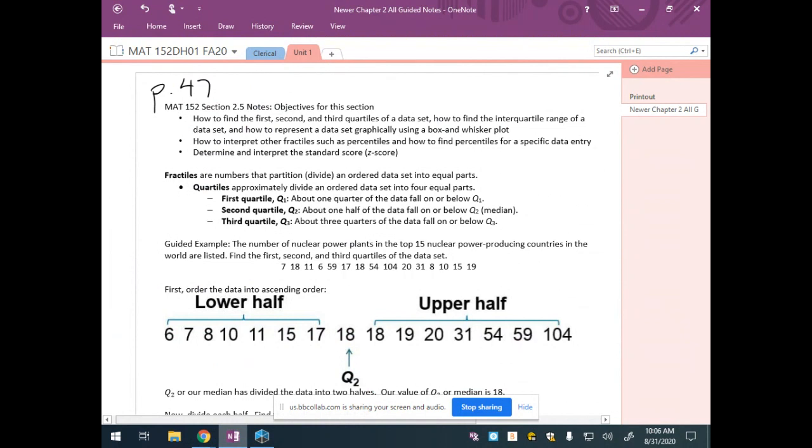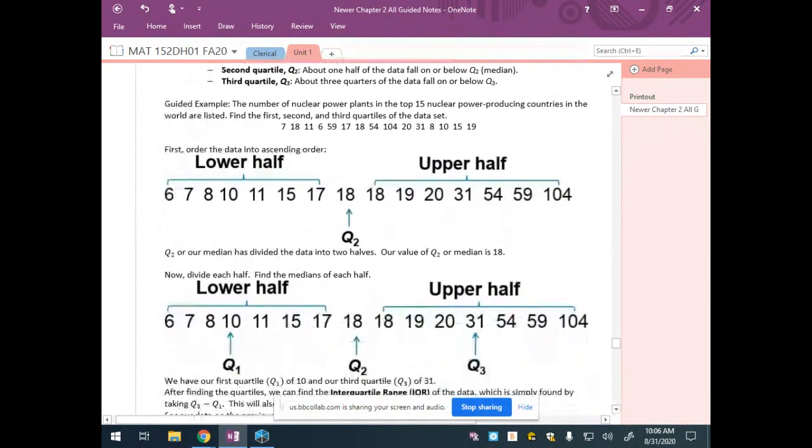So the number of nuclear power plants in the top 15 nuclear power producing countries in the world are listed right here. We're going to find the first, second, and third quartiles. So we're also going to do this on the calculator. It's going to be very easy to do on the calculator. So first thing you've got to do is order that data. That's a clear given. You have to order the data. Second thing, we want to find the median first.